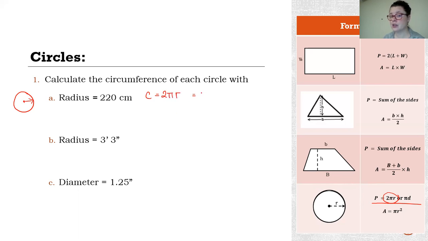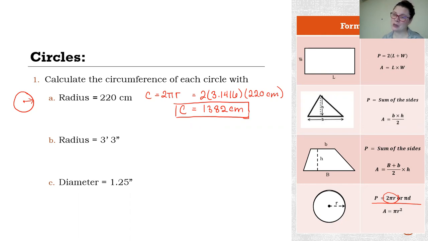So circumference is equal to 2 pi r. R is our radius, so 2 times 3.1416 times our radius of 220. Now if we put centimeters in, we will get centimeters out. If you put that in your calculator, you will get 1382 centimeters. If you're using the pi button or you're not sure if you're using it correctly, try using the pi button instead of typing in 3.14 and see if you get the same answer. You could be out by a decimal place, but it should round off to about the same.